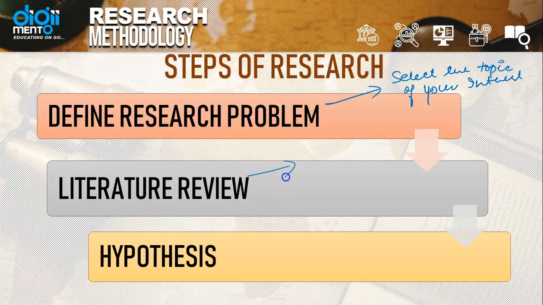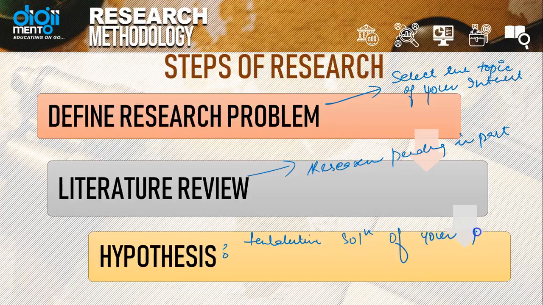So you find out which research is pending from the past, and what difficulties they faced during their research time. All the literature review you are doing in the second step. Now the third one is hypothesis. Hypothesis basically gives a tentative solution to your problem. It's not a final solution, it's just a tentative solution.